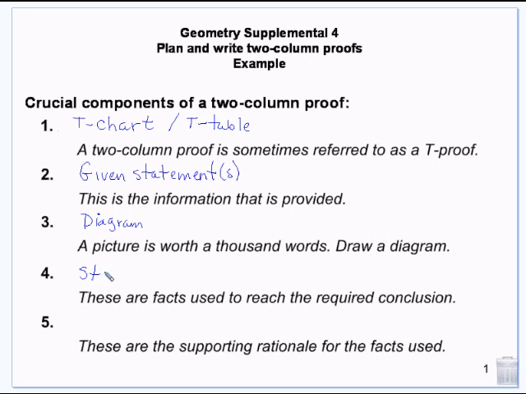You have statements. These are the facts that take you from the given to the thing that you're trying to prove, and then you have to have reasons. Okay, these are the supporting rationale for the facts used. Reasons are theorems, postulates, and definitions. Oh, and I forgot, and also properties.